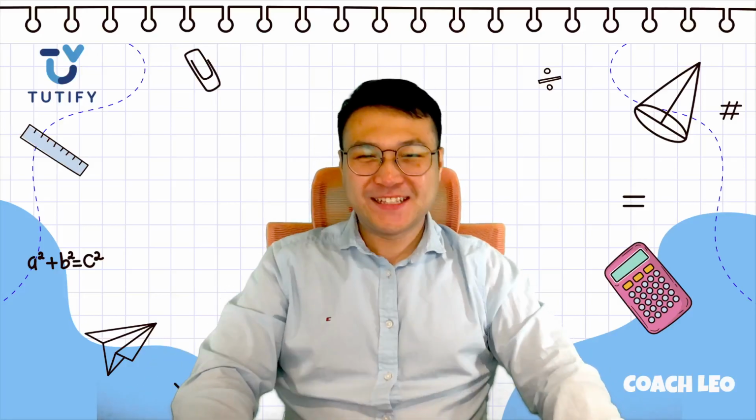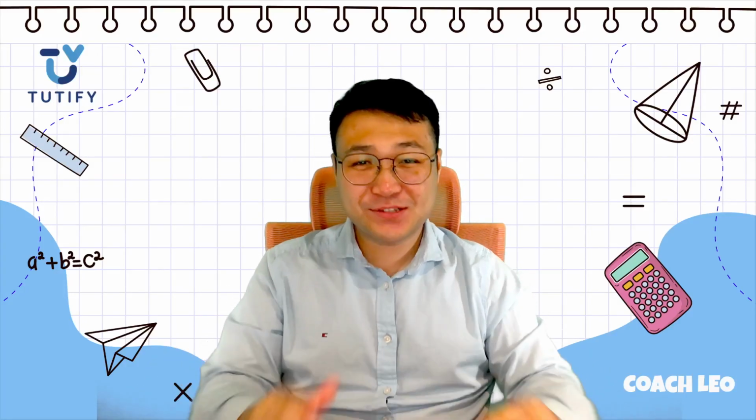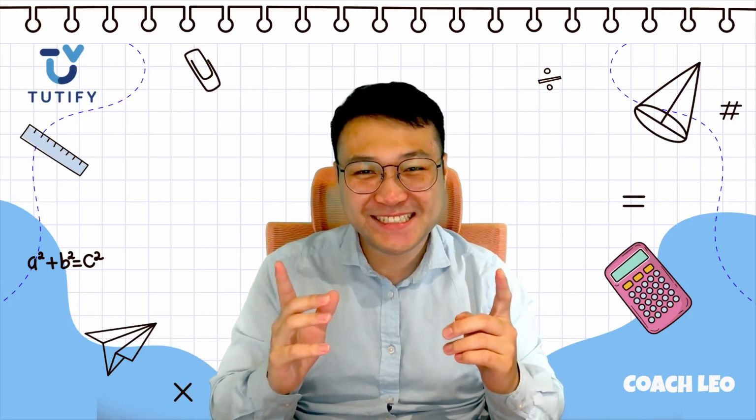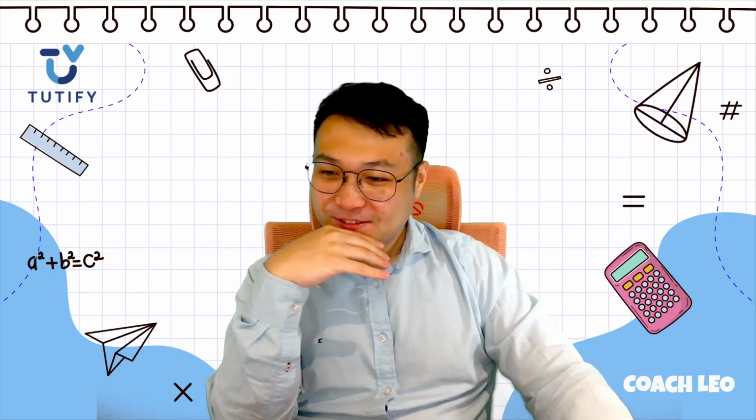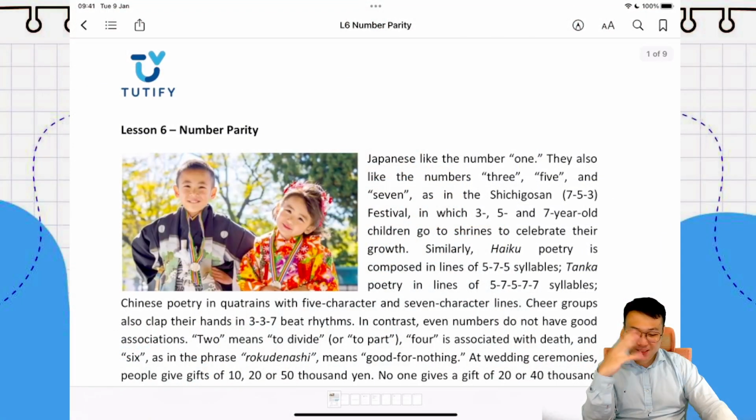Now, today we are going to learn about number parity. Most of it is about odd and even numbers, but there are other strategies that we need to know as well. If you take a look at your worksheet, you have a nice story here about the Japanese culture. They love 3, 5, and 7, and all these are odd numbers.